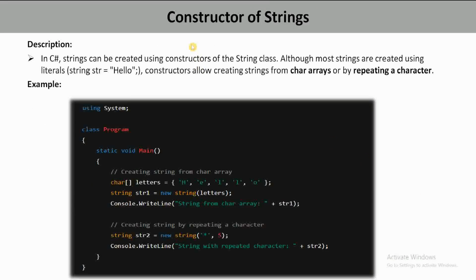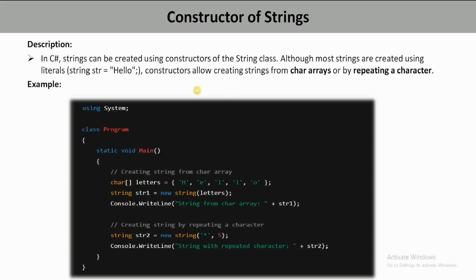First topic we have constructor of strings. So what is constructor of strings? In C#, strings can be created using constructors of the string class, although most strings are created using literals: string variable name equal to string value. Constructors allow creating strings from a char array or by repeating a character.